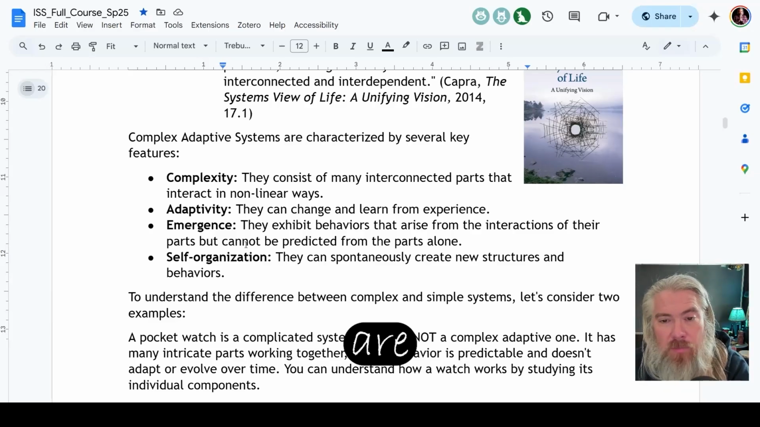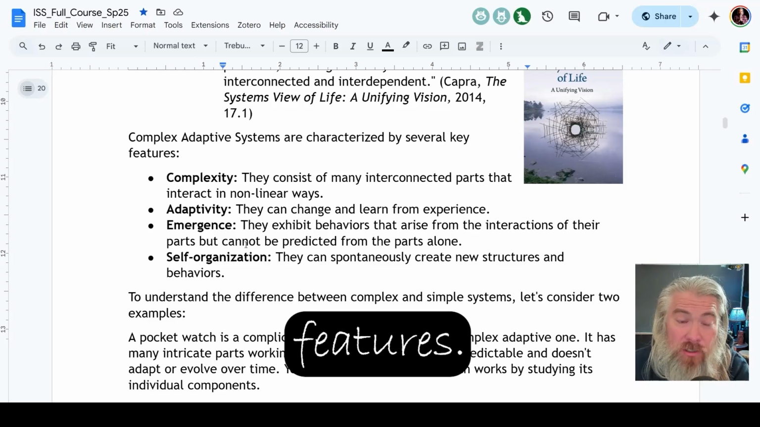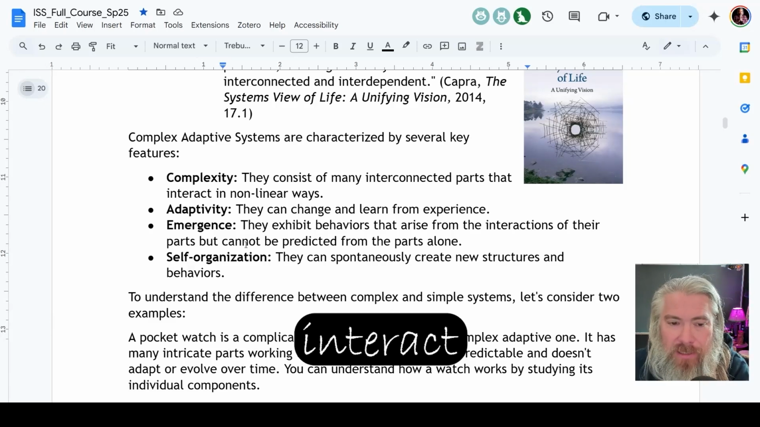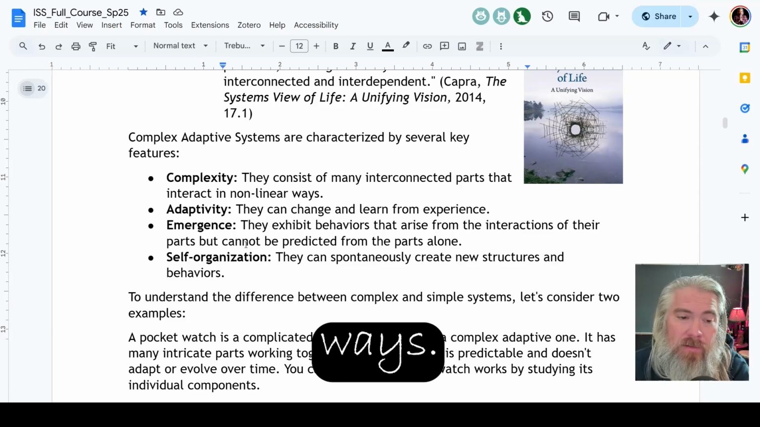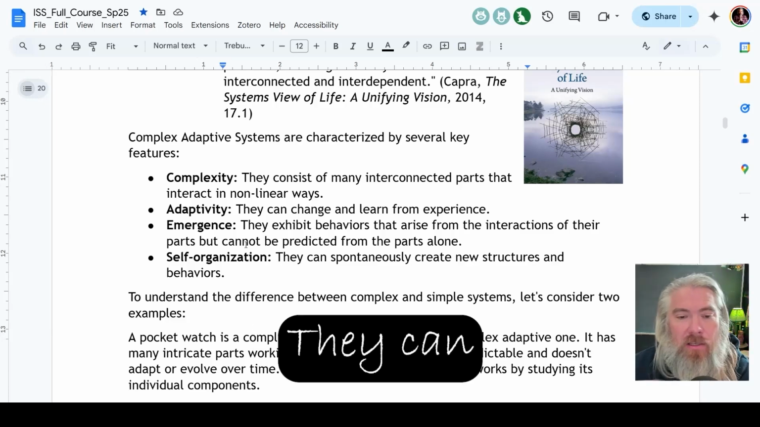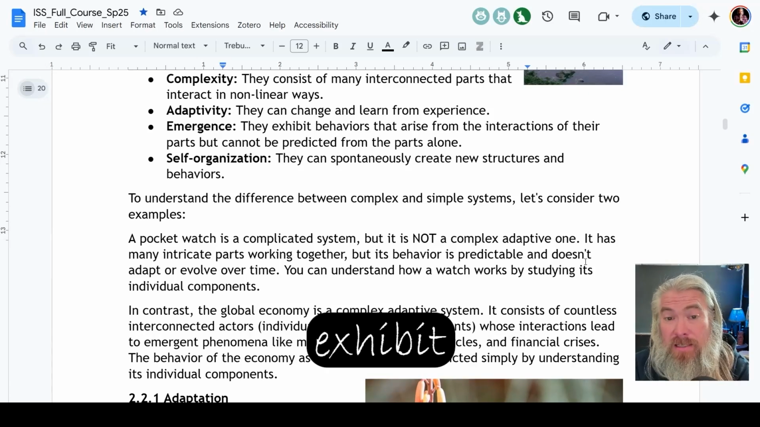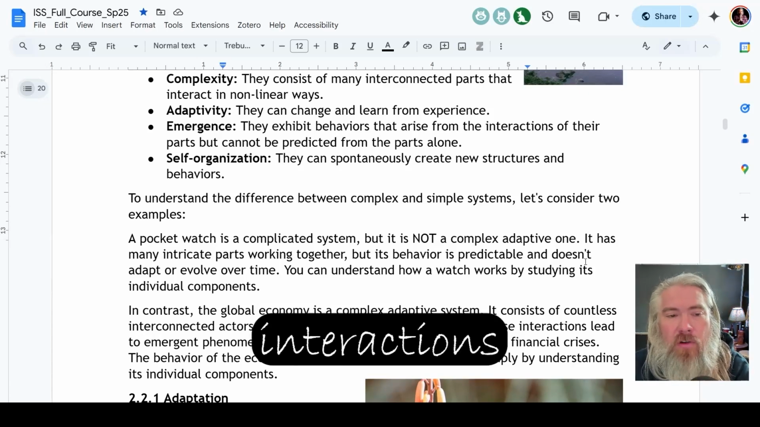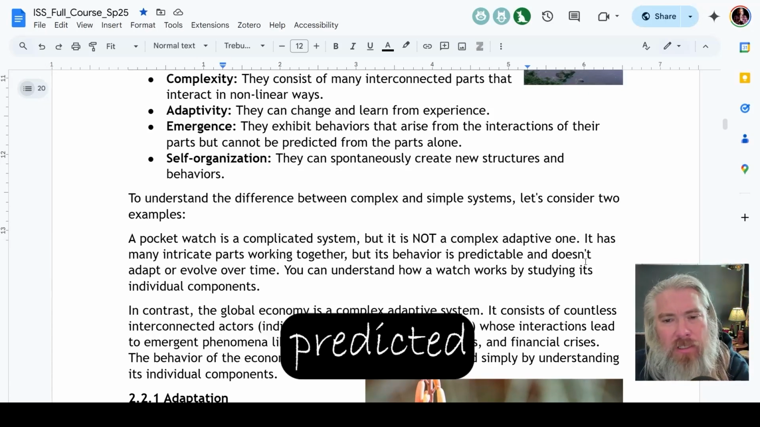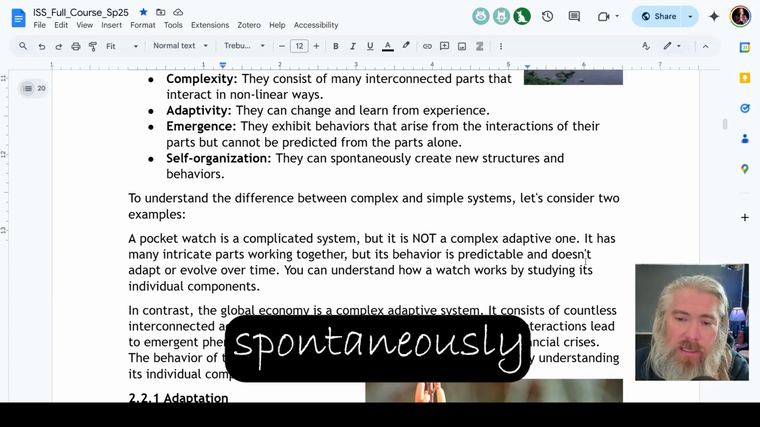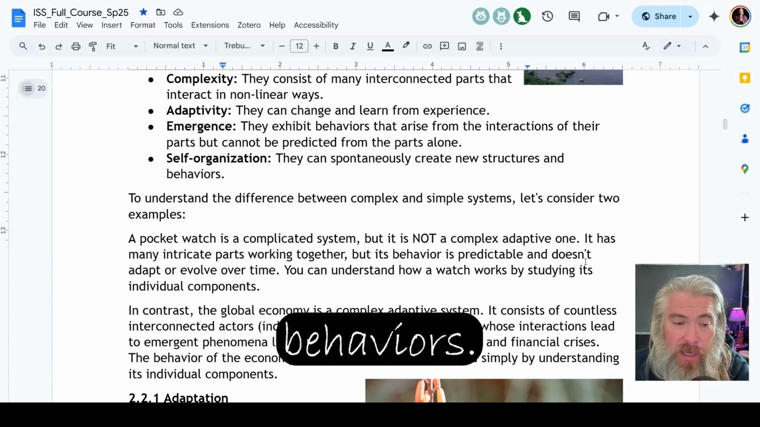Complex adaptive systems are characterized by several key features. Complexity: they consist of many interconnected parts that interact in non-linear ways. Adaptivity: they can change and learn from experience. Emergence: they exhibit behaviors that arise from the interactions of the parts but cannot be predicted from the parts alone. And self-organization: they can spontaneously create new structures and behaviors.